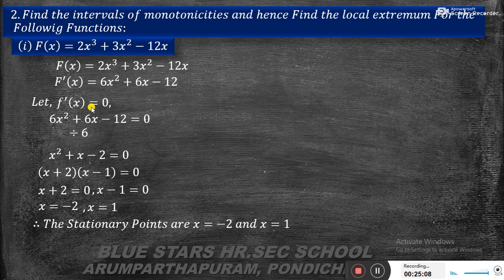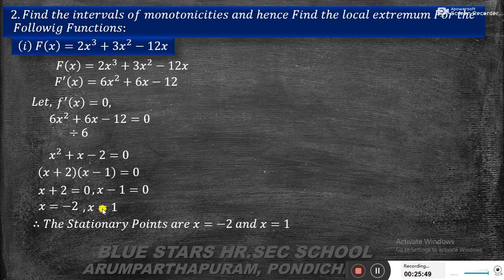So next step, f dash of x equal to 0. F dash of x equal to 0 means 6x square plus 6x minus 12 equal to 0. So I divide by 6. So x square plus x minus 2 equal to 0. Now I factorize this. For the minus 2, I take 2 into minus 1. 2 and minus 1, I add, we get plus 1, and I multiply 2 and minus 1, I get minus 2. Therefore the factors are x plus 2, x minus 1 equal to 0. So each factor I take to 0. So x plus 2 equal to 0, x minus 1 equal to 0.